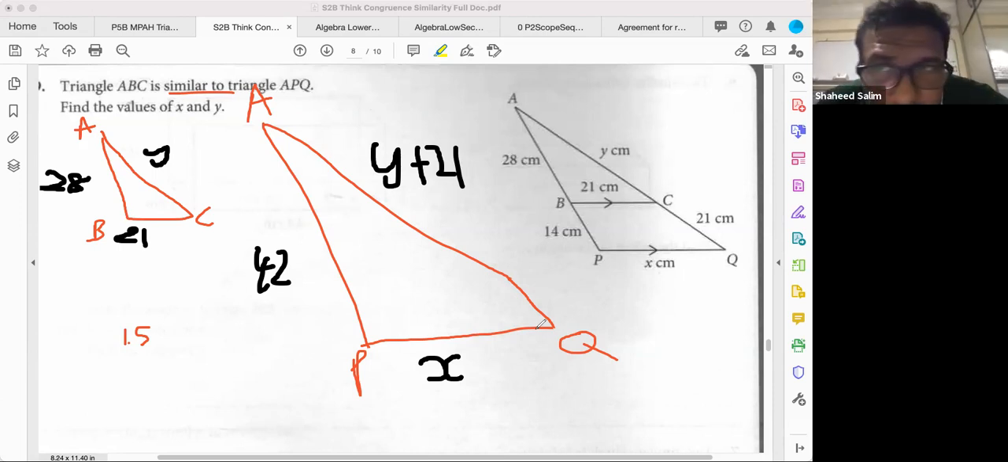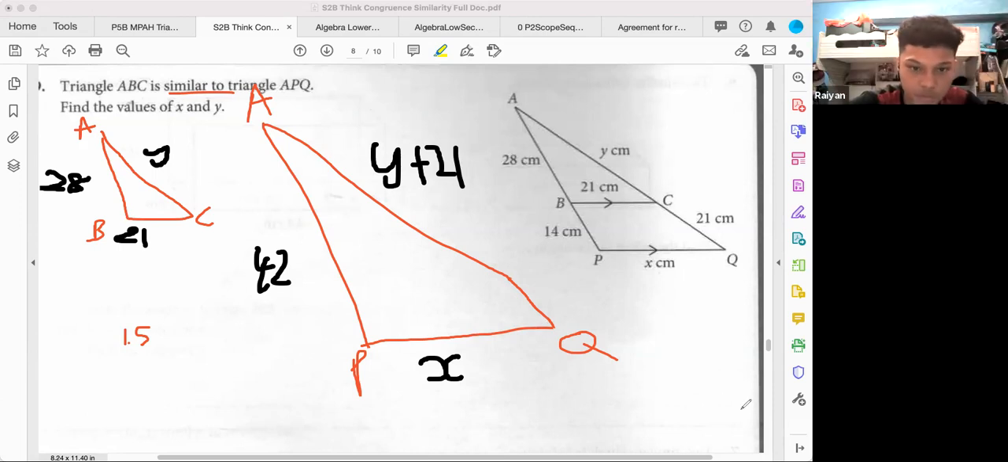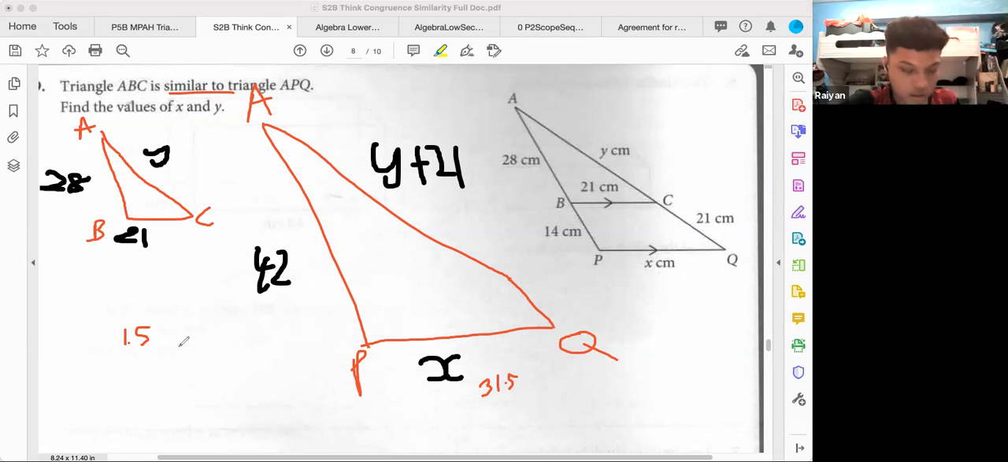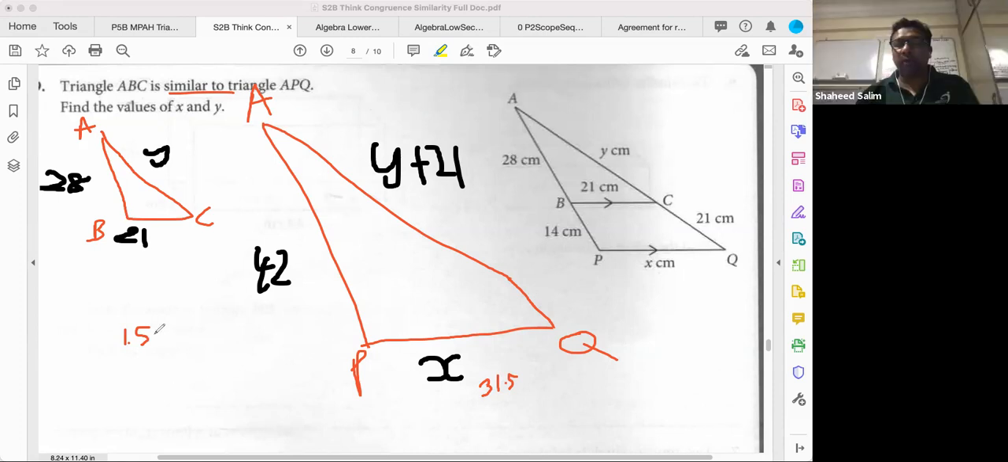How much? 31.5. Okay, so this one, x, got no problem. Yeah, 31.5. The one that is going to be a little bit challenging is this one to this one. So you tell me now, small to big, you times what? 1.5. So the answer for down here, what is it equal to? You take the y and times by 1.5. What do you get? 1.5y.